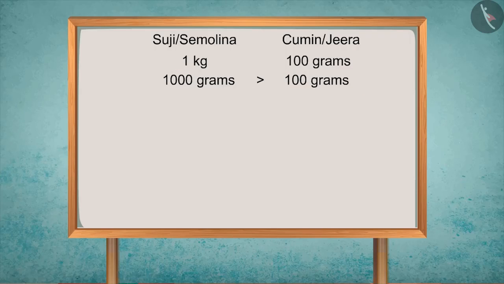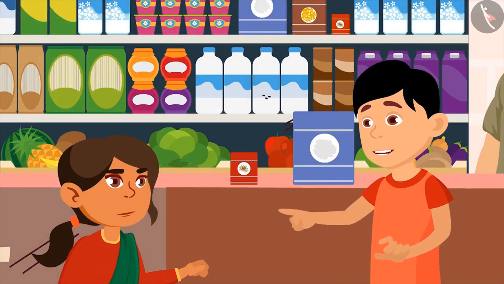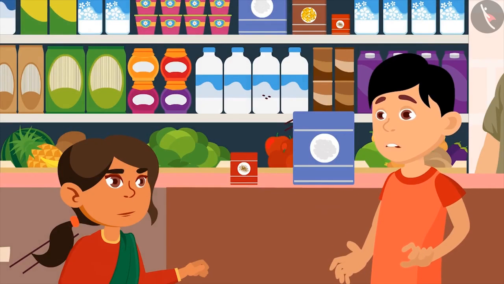And if we put 100 grams packets together, then their total weight would be 1000 grams, which would be equal to 1 kg of suji. Neetu, you are getting very smart.